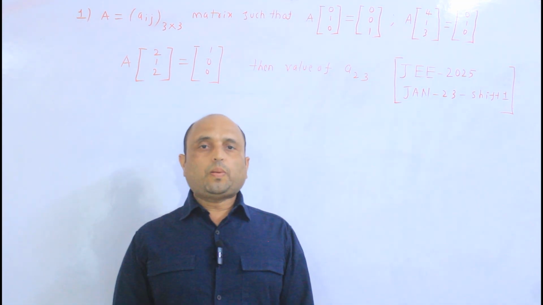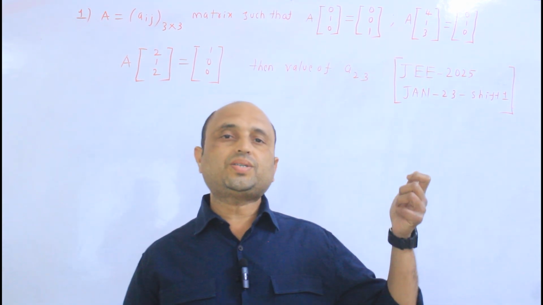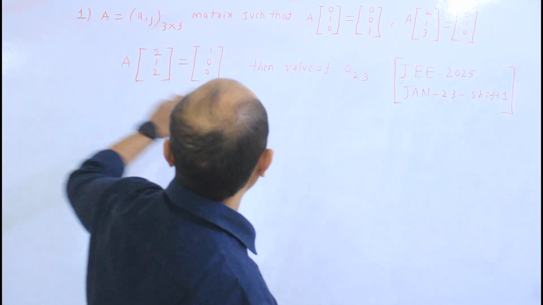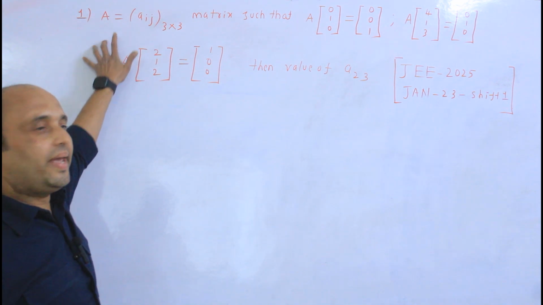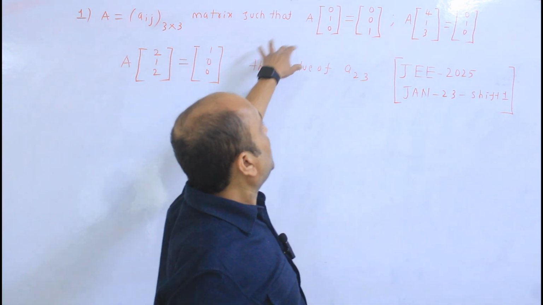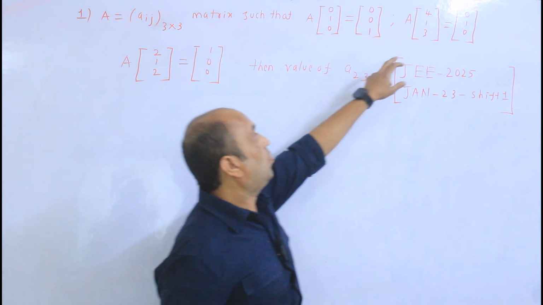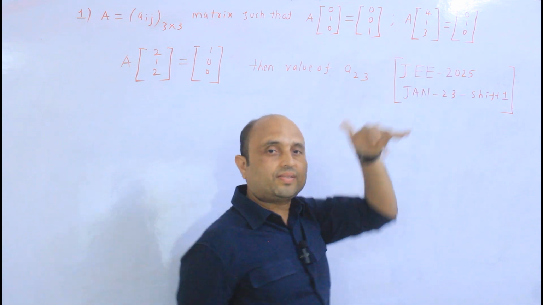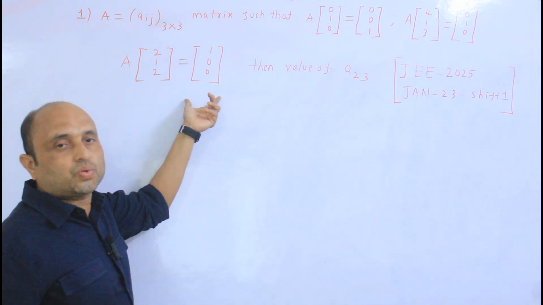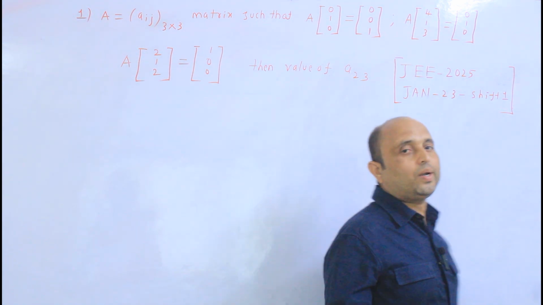So today I will explain a few more questions of January 23 shift 1 and shift 2 from different topics. So this is the first question. A equal to Aij is a 3x3 matrix such that A of (0,1,0) equal to (0,0,1) is the first equation, A of (4,1,3) equal to (0,1,0) is the second equation, and A of (2,1,2) equal to (1,0,0) is the third equation. By using these three equations, find the value of A23.